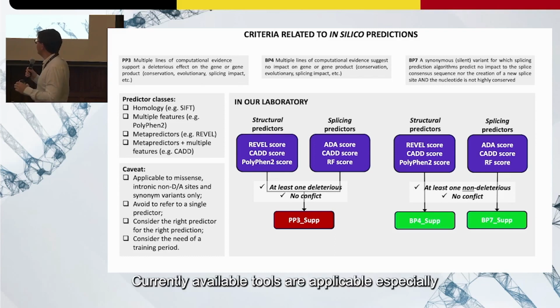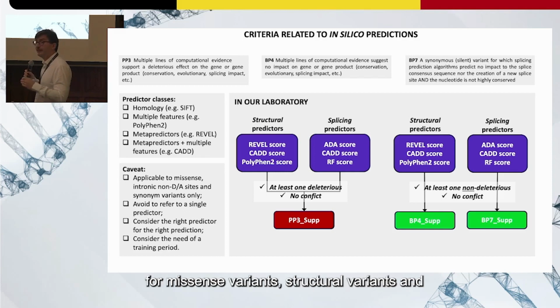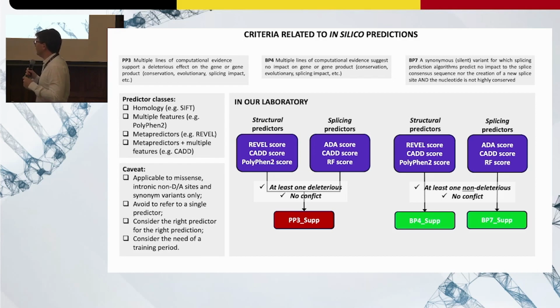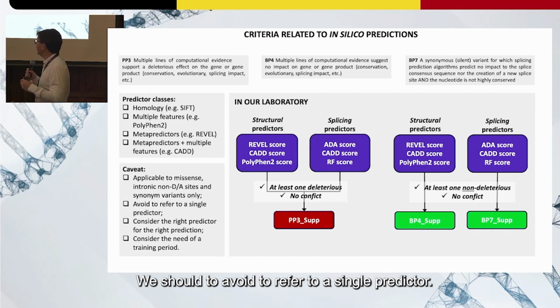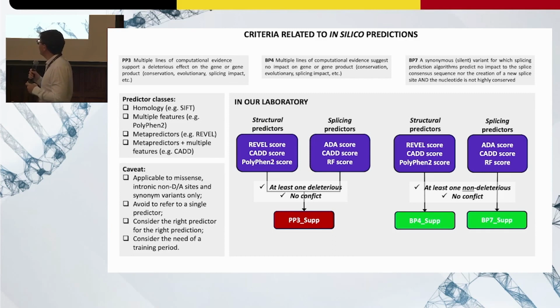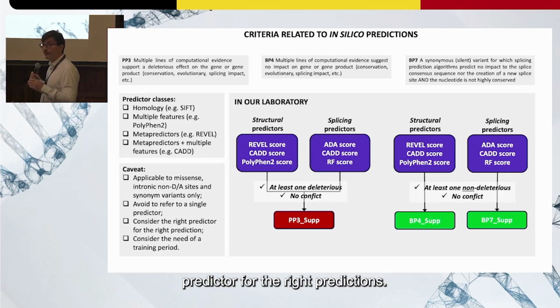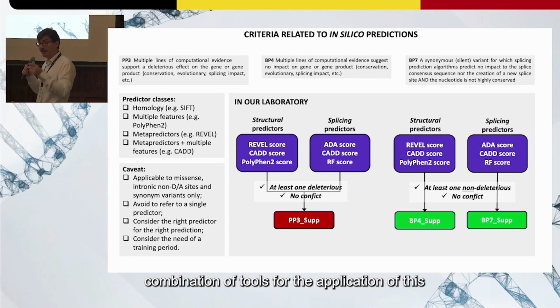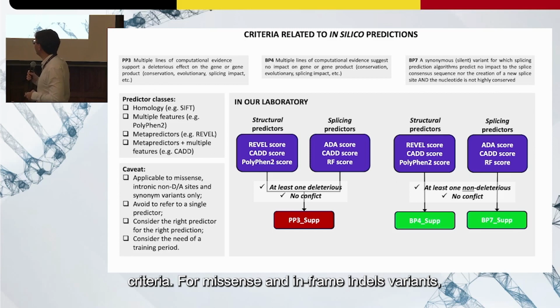Currently available tools are applicable especially for missense variants, while for structural variants and variants predicted to alter the splicing they are less reliable. We should avoid referring to a single predictor. You need to consider the right predictor for the right predictions. And again, I suggest to consider a training period, especially in order to select the right combination of tools for the application of these criteria.